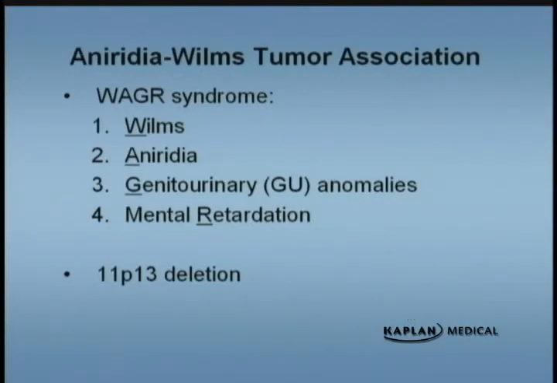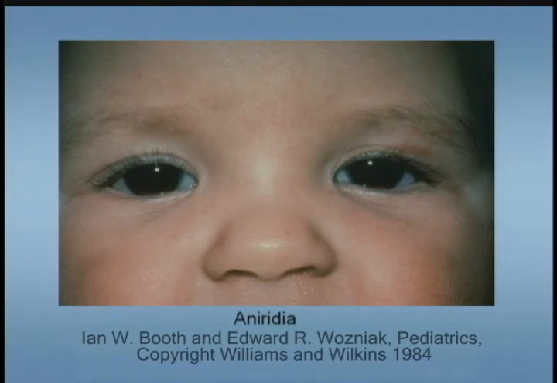This is more of an association. We kind of alluded to it earlier. The WAGR, or W-A-G-R. We talked about aniridia, we talked about hemihypertrophy, and we discussed Wilms tumor. We add the R to make it WAGR, and that would be mental retardation. So we have Wilms, aniridia, GU anomalies, and mental retardation. This is found on chromosome 11, and you will see a picture now of the aniridia.